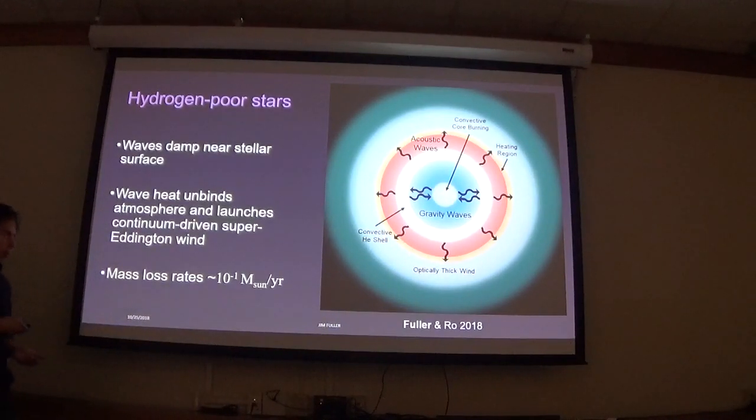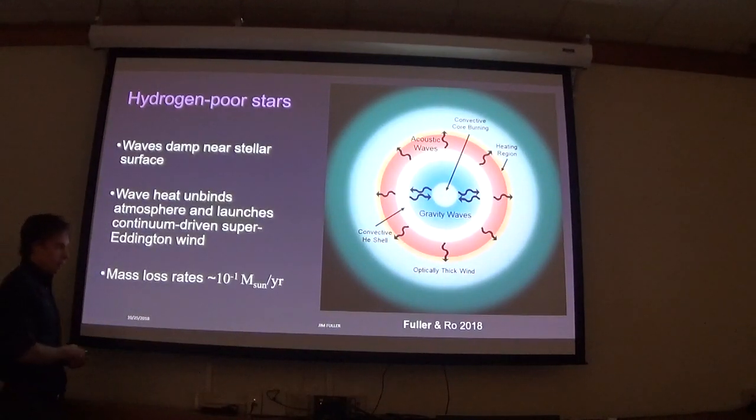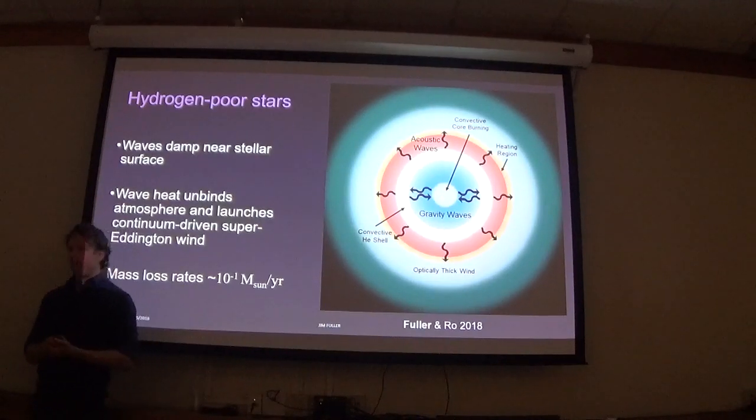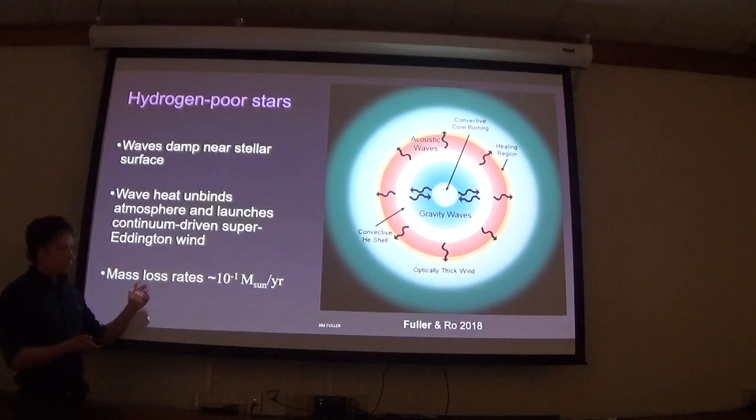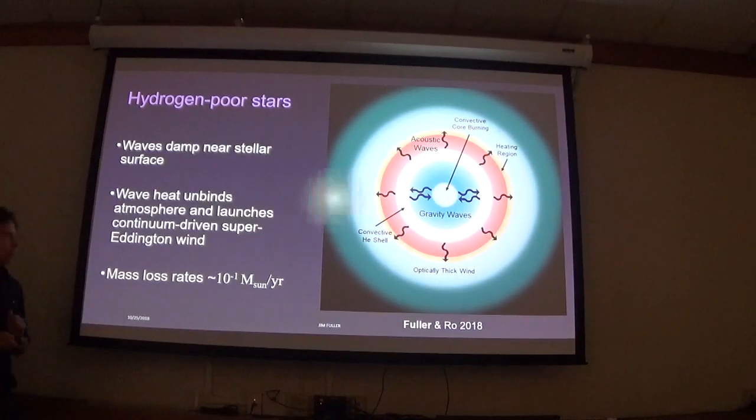And I think this is a good way to potentially produce these type 1bn supernovae, which are supernovae that show signs of interaction with circumstellar helium. I think this might be one way to get that helium out there.